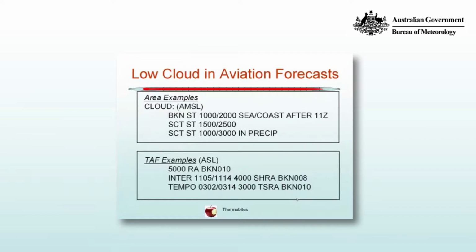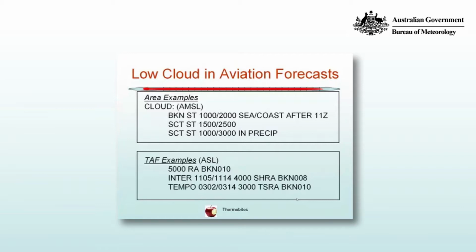On the top we have examples for area forecasts, where again the cloud is above mean sea level. The top line has broken stratus 1,000 to 2,000 feet thick, so it's 1,000 feet thick, and the region in which it occurs is the sea and the coast, and it's occurring after 11Z. So a moist air mass with the radiational cooling leading to this broken stratus. Conditions further inland are not going to be quite as moist, and so we see the scattered stratus, there's less of it, and it's also at a higher base.